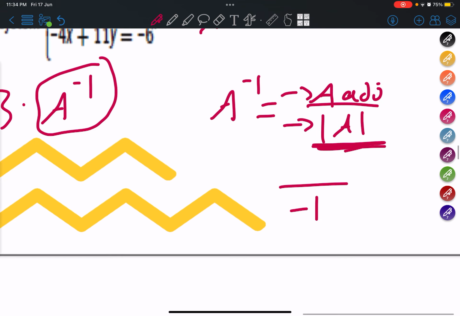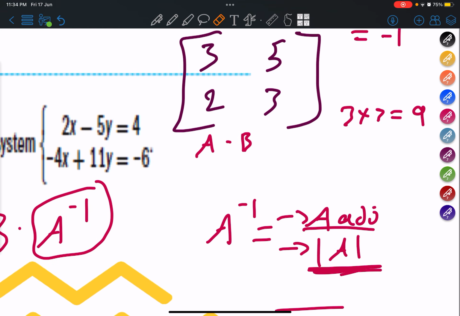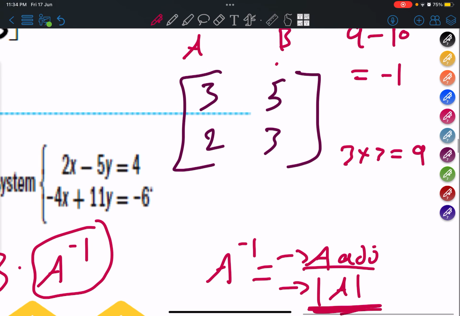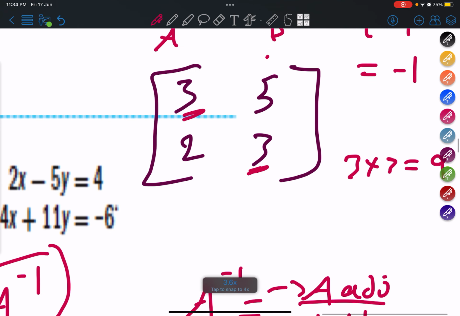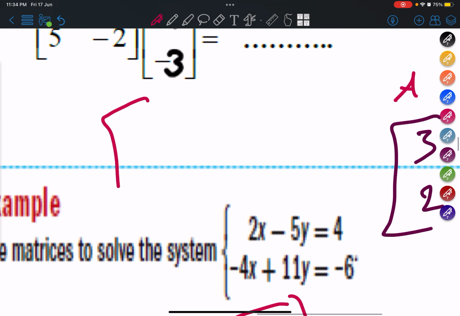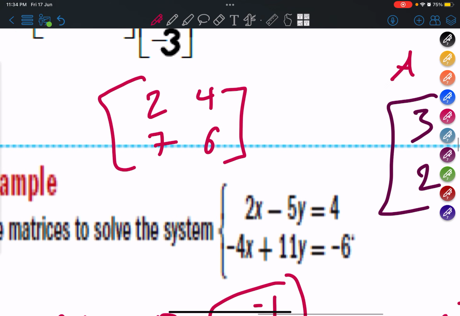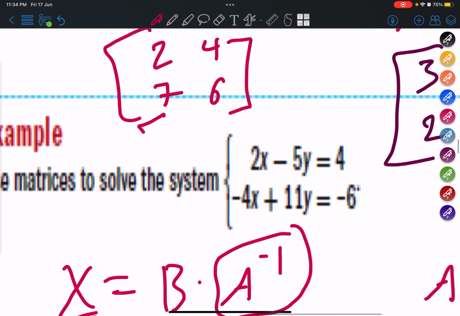Now, what is A adjoint? To get the adjoint of this matrix, we'll take these two elements and replace them with each other, their positions, okay? But since they are equal to each other, nothing will be changed. But for example, if we had a matrix like 2, 4, 7, 6, and we said let's get the adjoint of this, it will become 6, then 2, and so on.